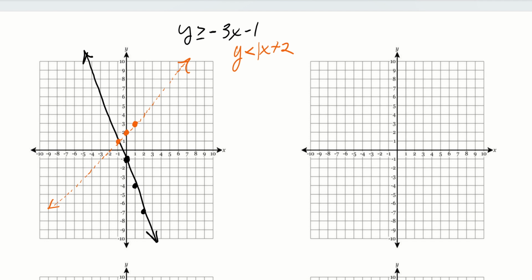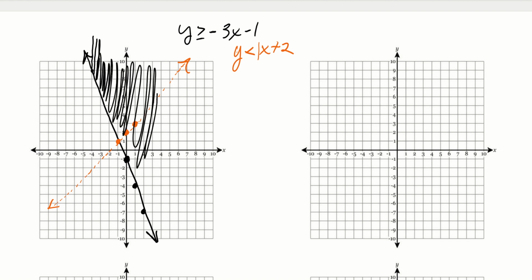Okay, now what we need to do is figure out where these two graphs overlap. Now for the first one, the one in black, y is greater than or equal to negative 3x minus 1. What that means is every point on this boundary line is included, and y is greater than, so then any point above it. So we're going to shade above the boundary line for the black one.